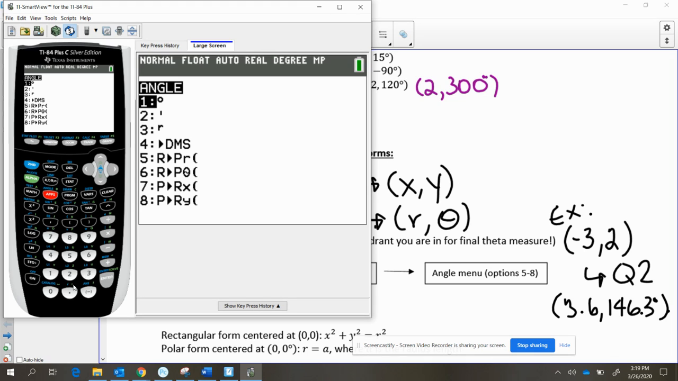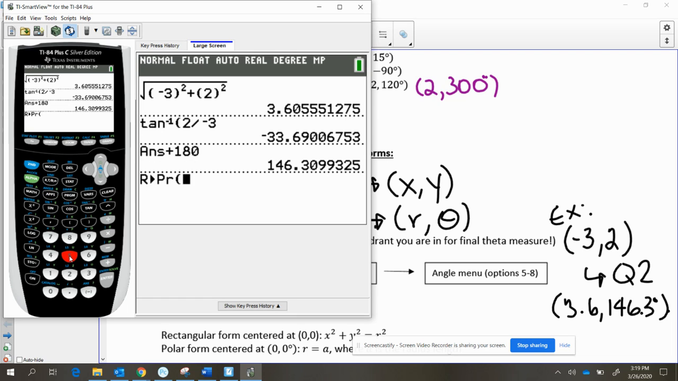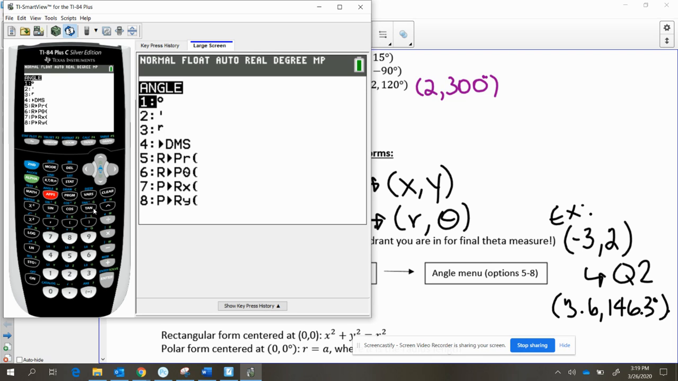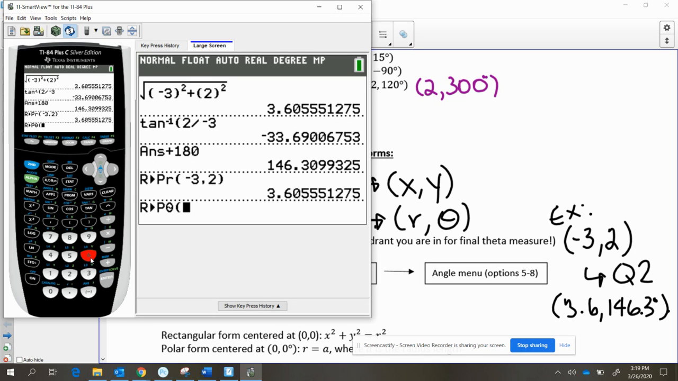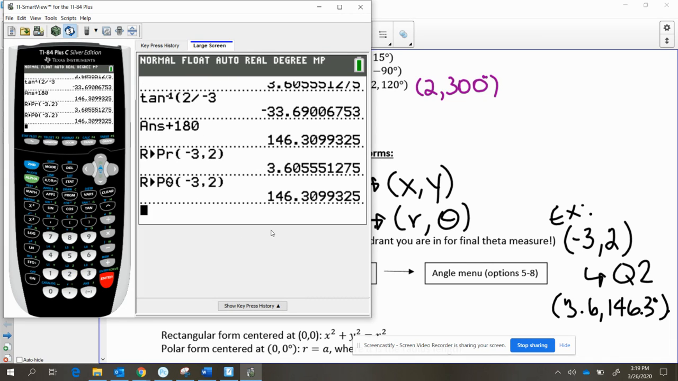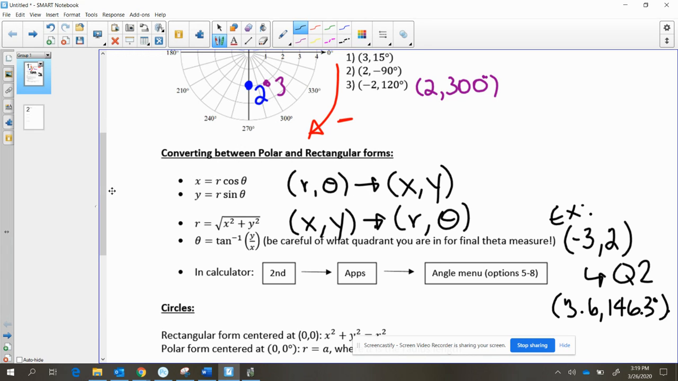So again, if we look at that example that we just did, going rectangular to polar, we would select option 5 and then type in -3, 2. There's our r value, and then second apps, option 6, -3, 2. We get our theta value. Okay, so it's another way to double check yourself to make sure you are doing these correctly.